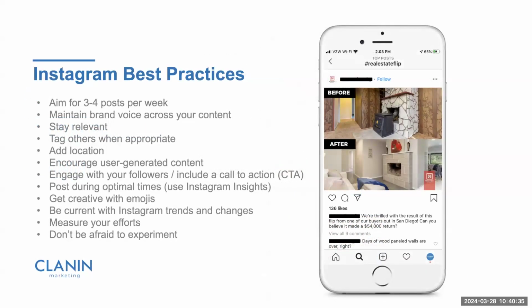Okay, so what are some best practices with Instagram? On Instagram, you want to aim, if possible, for 3 to 4 posts per week, and make sure that you are maintaining a consistent brand voice. Are you a little more buttoned up and professional? Are you more fun and casual? The example I give all the time is Jimmy John's. Jimmy John's does a great job of maintaining brand voice on the website, brand voice on social media. So make sure that you are keeping that brand voice the same across.